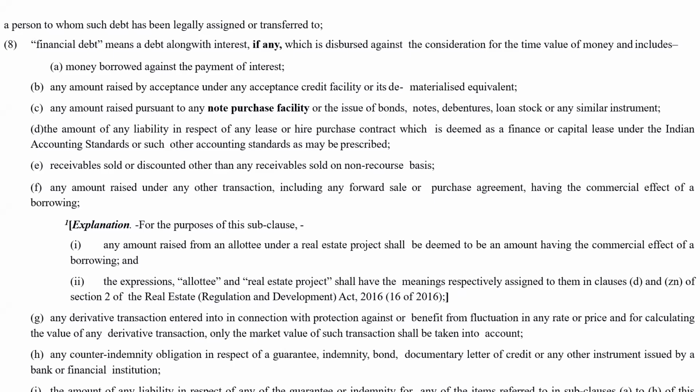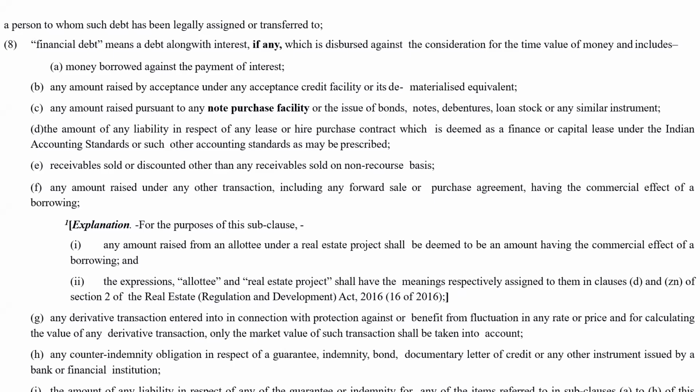They have given in section 5, subsection 8, various examples of what could be the different types of financial debts. You are availing CC facility, it is a financial debt. You have engaged underwriters, so they are having their claim, it is a financial debt. There are some receivables which are sold or discounted other than any receivable sold on non-recourse basis, it is a financial debt. Any amount raised including any forward sale or purchase agreement having the commercial effect of borrowing, financial debt.